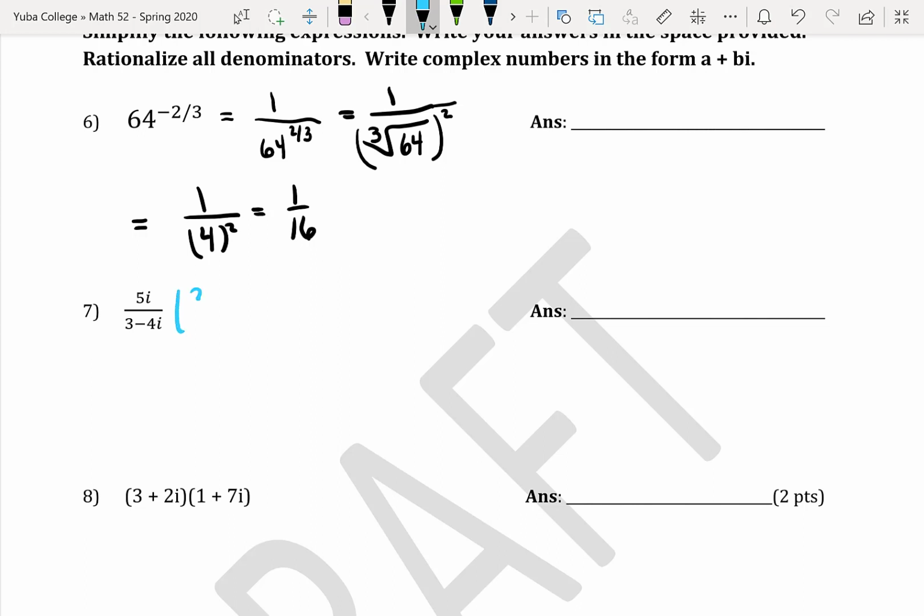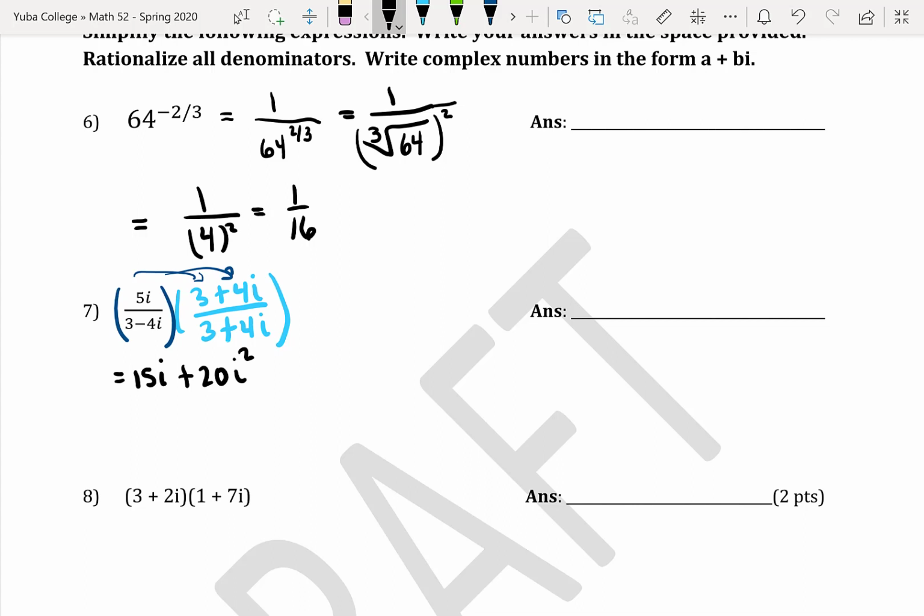So we have 5i times 3, all plus 5i times 4i. Well, 5i times 3 gives us back 15i. And 5i times 4i, well, 5 times 4 is 20, so plus 20, all times i, which is i squared. So recall i squared is equal to negative 1, or the square root of negative 1 is i, by definition.